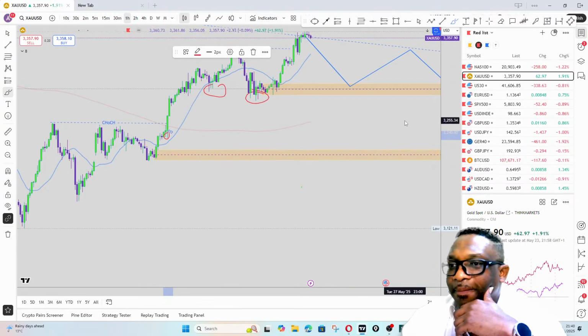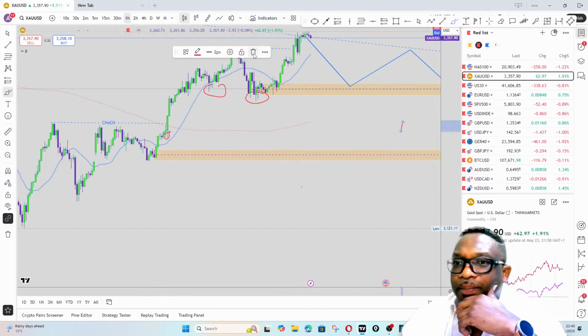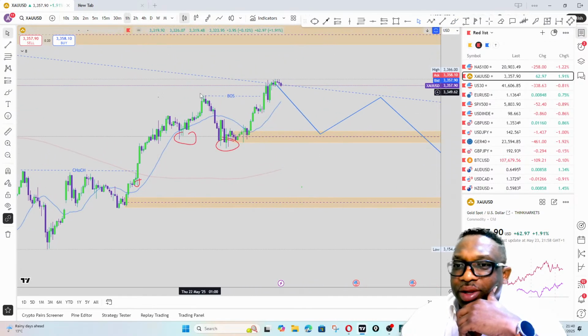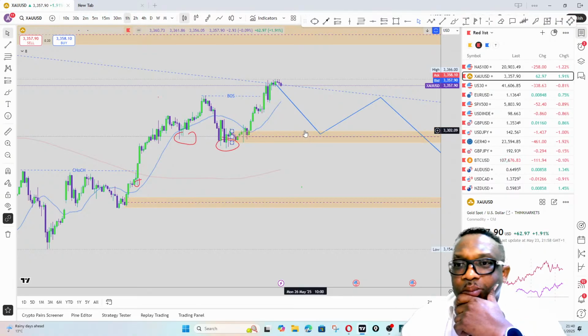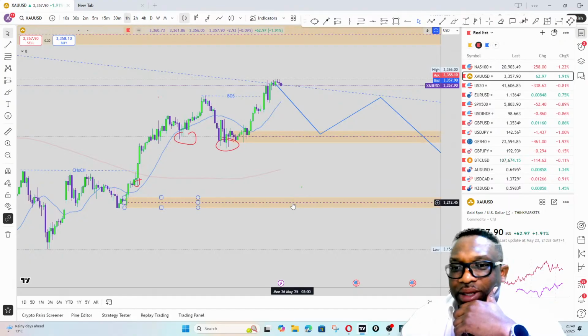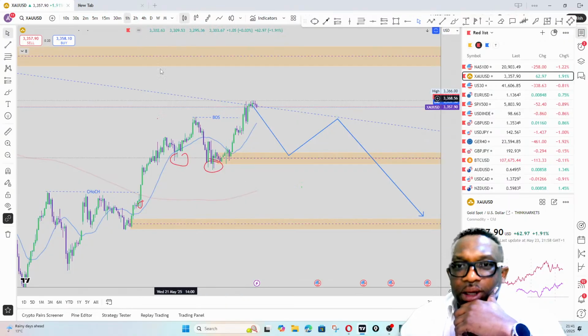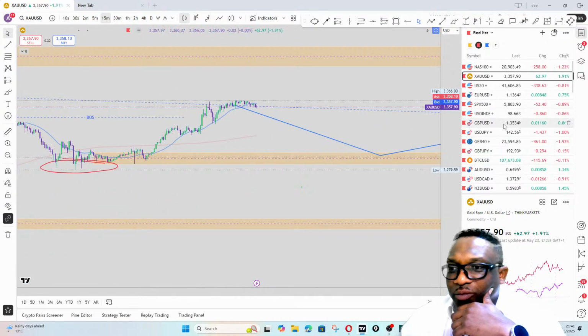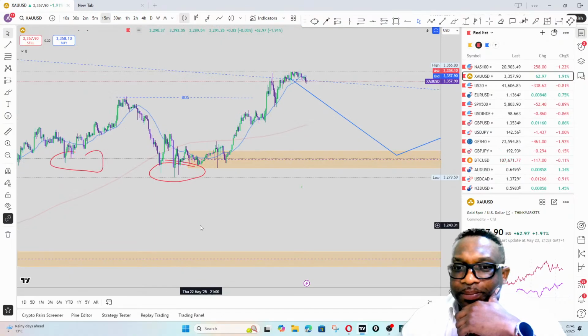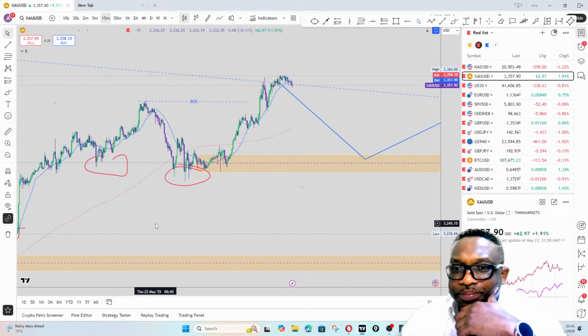We had another, let me change this. Yeah, we had another break of structure here. So this is another, the immediate one that we could be looking out for. So we have this one here, we have that one here. So we go to our trading time frame, which is the 15 minutes trading time frame.